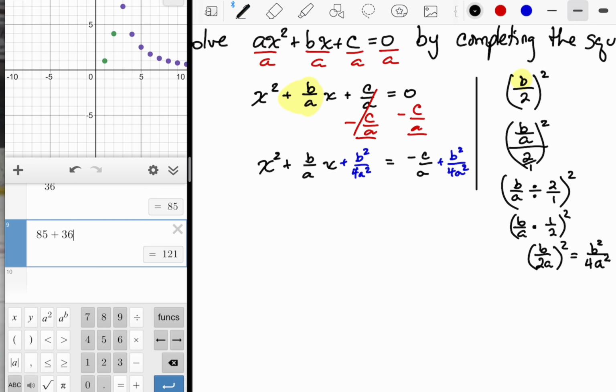On the left-hand side, we now have a perfect square trinomial. It doesn't seem like a very nice perfect square trinomial, but it is, because the first term and the last term are both perfect squares. That was the whole point. So take the square root of the first term, take the square root of the last term, carry down the sign of the middle term. So x plus b over 2a.